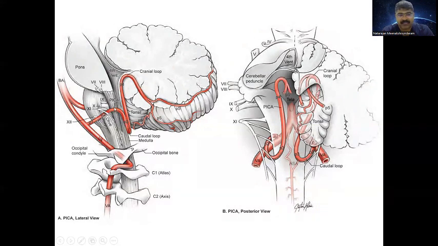Then the P3 segment extends from the lateral border of the olive, goes down to the tonsillar part and then up to the middle of the cerebellum. This is called the tonsillomedullary segment, where we also have a caudal loop. Then the P4 segment goes up to the roof of the 4th ventricle, forming a cranial loop. This is called the telovelotonsillar segment. After the formation of the cranial loop, it enters the cerebellar fissures and forms the P5 segment, the cortical segment.